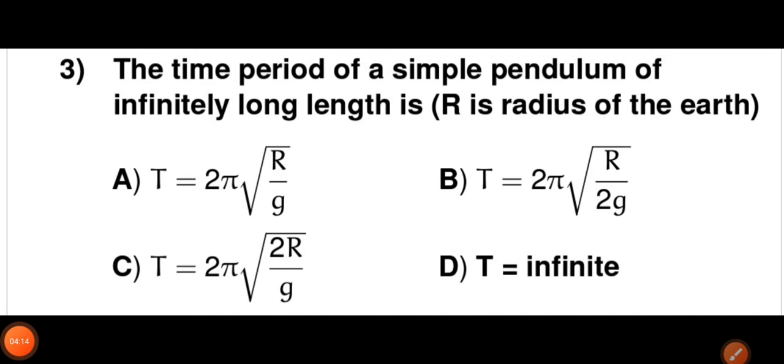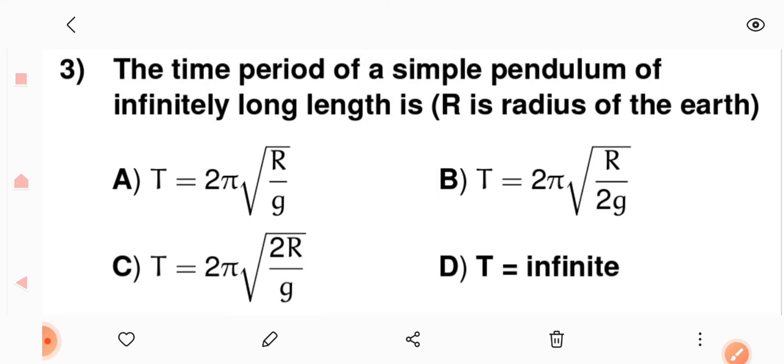Now question number three: the time period of a simple pendulum of infinitely long length is R, that is the radius of earth. Then the options are: T is equal to 2 pi under root R upon g; T is equal to 2 pi R upon root 2g; T is equal to 2 pi under root 2R upon g; and T is equal to infinite.